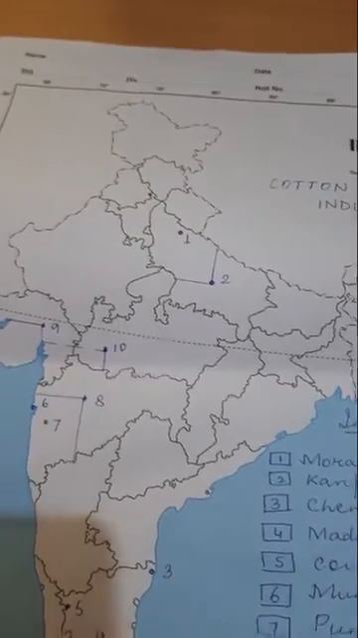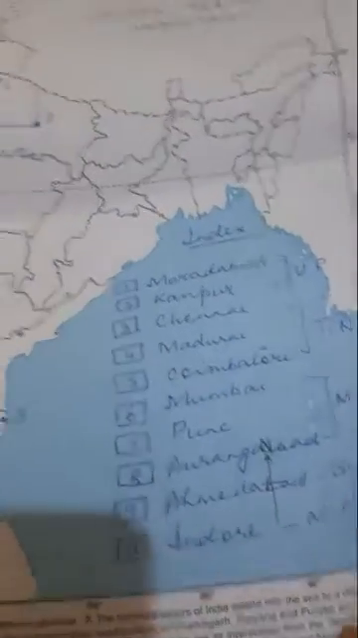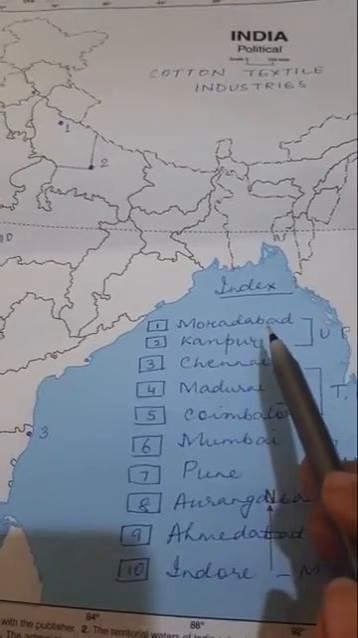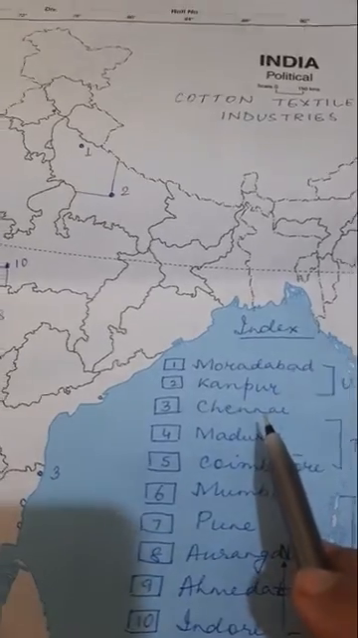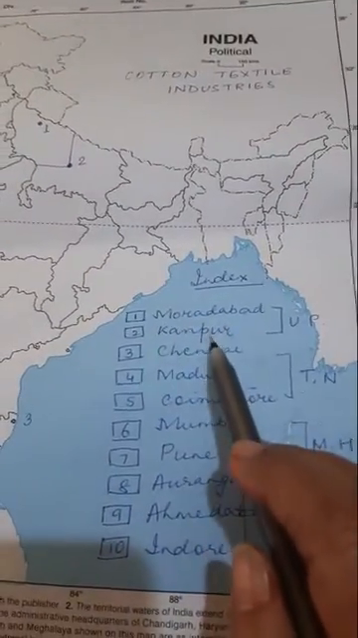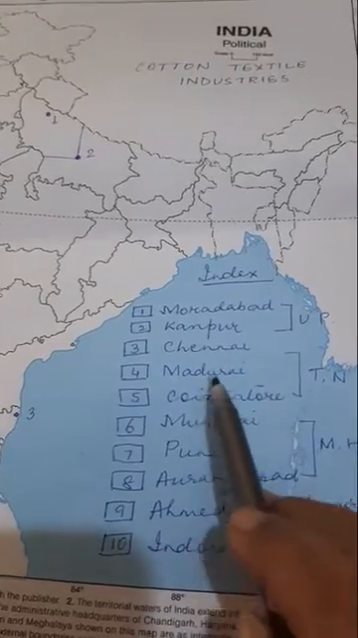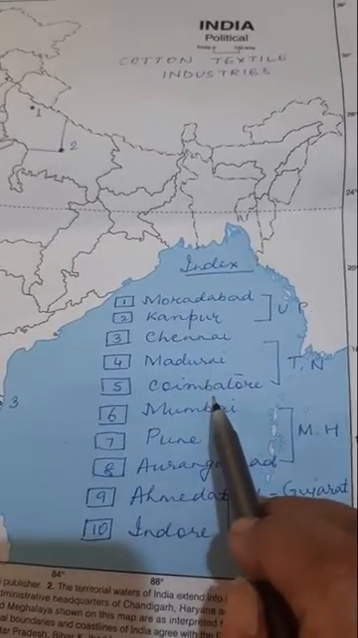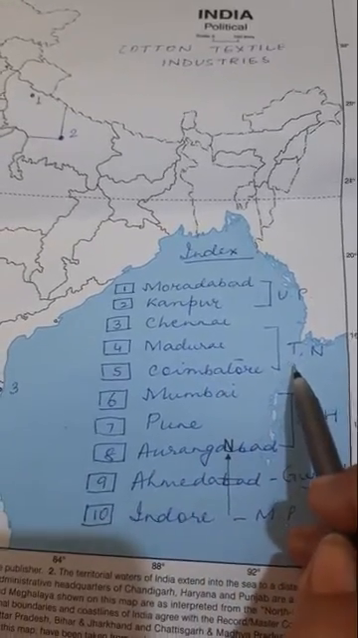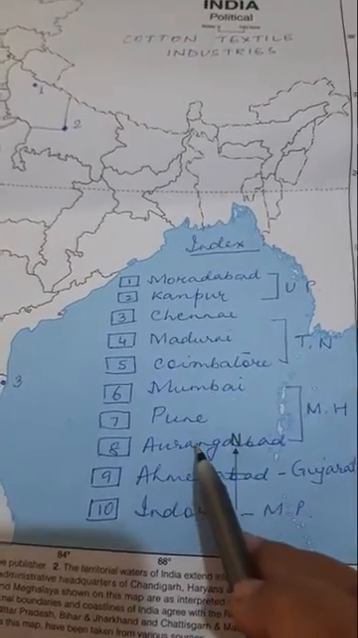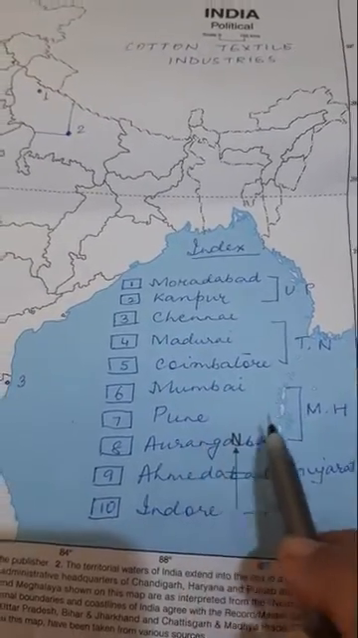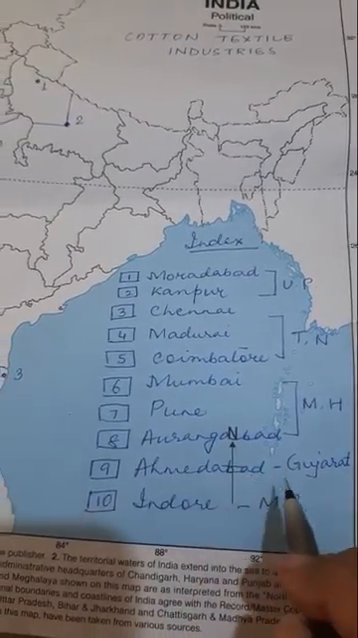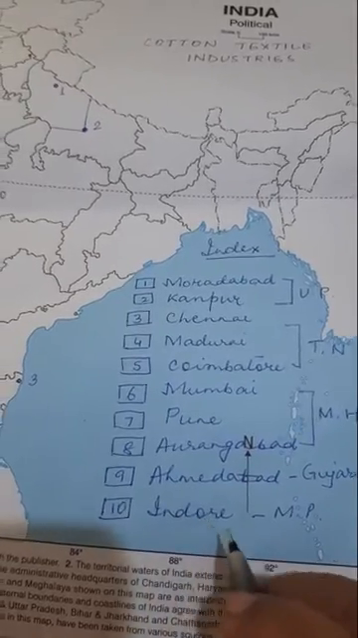Next, coming to the cotton textile industry, children, we have too many locations. Now number 1 is Moradabad, number 2 Kanpur, number 3 is Chennai. Moradabad and Kanpur, these two are in Uttar Pradesh. Then coming to Tamil Nadu, we have Chennai, we have Madurai, we have Coimbatore. These three are in Tamil Nadu. And then we have Mumbai, Pune, Aurangabad. These three are in Maharashtra. And then we have Ahmedabad, which is in Gujarat, and number 10 Indore is in MP.